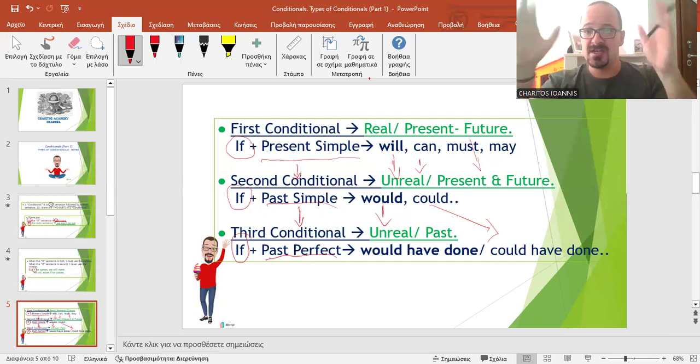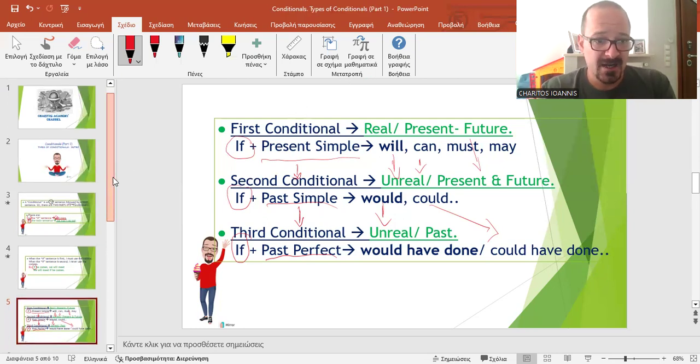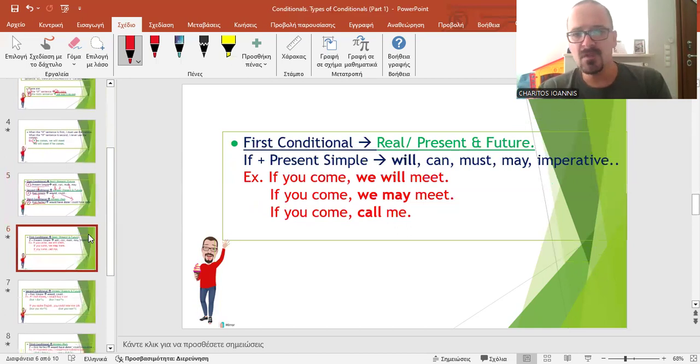So I have a real present and future, first conditional. Unreal present and future, second conditional. Unreal past, third conditional. Now, let's observe them one by one.